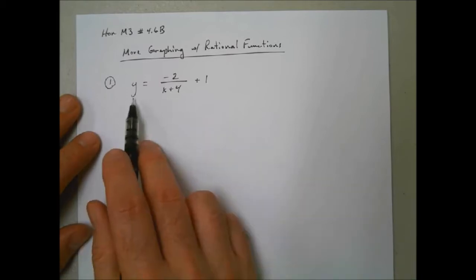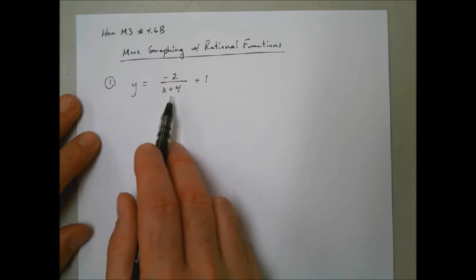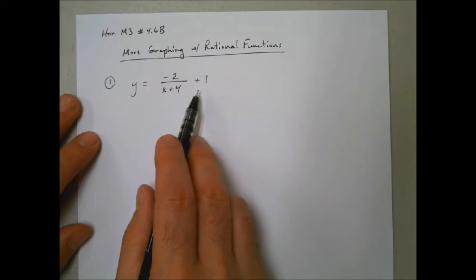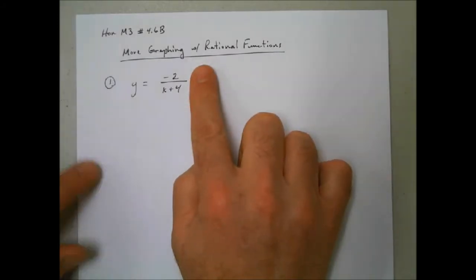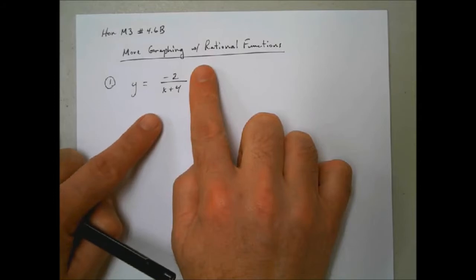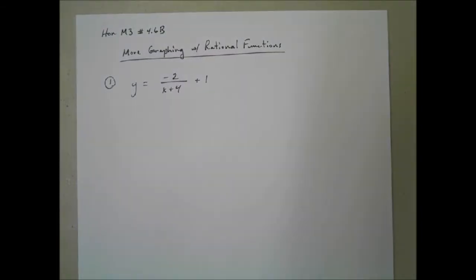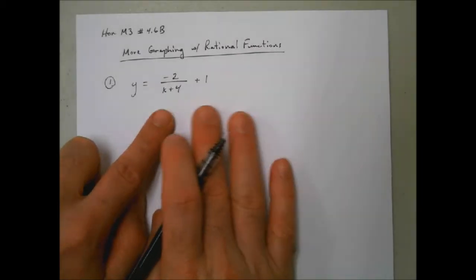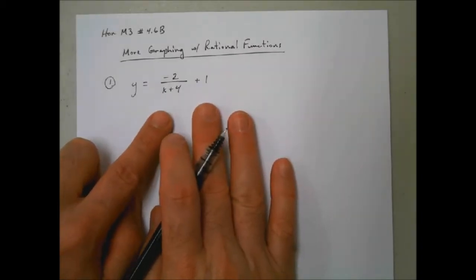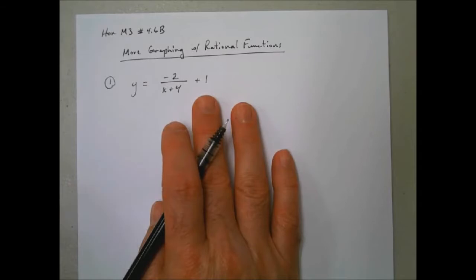So let's say that we have this rational function, y equals -2 over x plus 4, plus 1. Now, based on what we learned earlier in the semester, we could sketch the graph of y equals -2 over x plus 4, and then the plus 1 just means that we're shifting the whole graph up 1. Now, we could deal with it that way. We could get a common denominator and create a single fraction. I would kind of like to look at it without getting a common denominator.